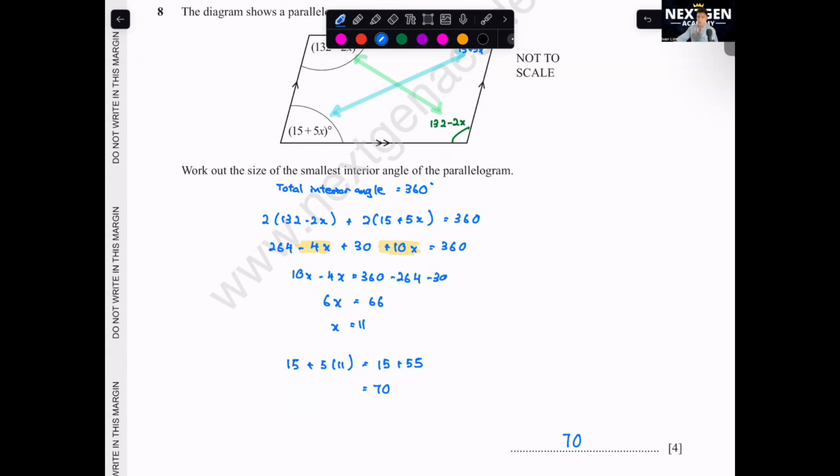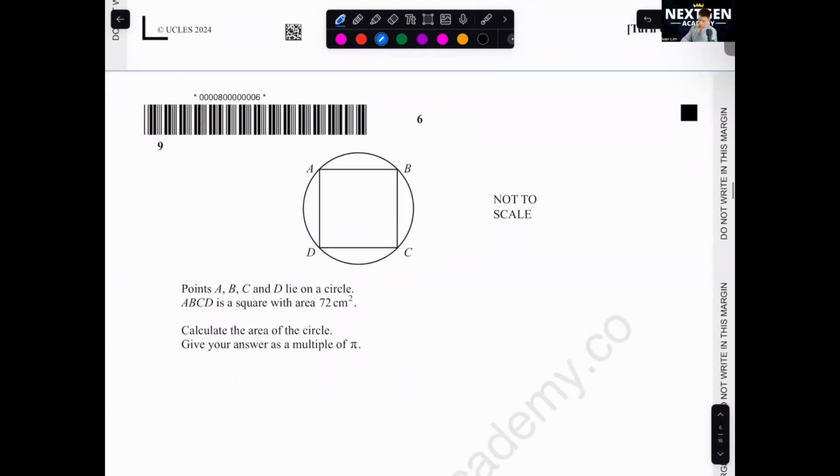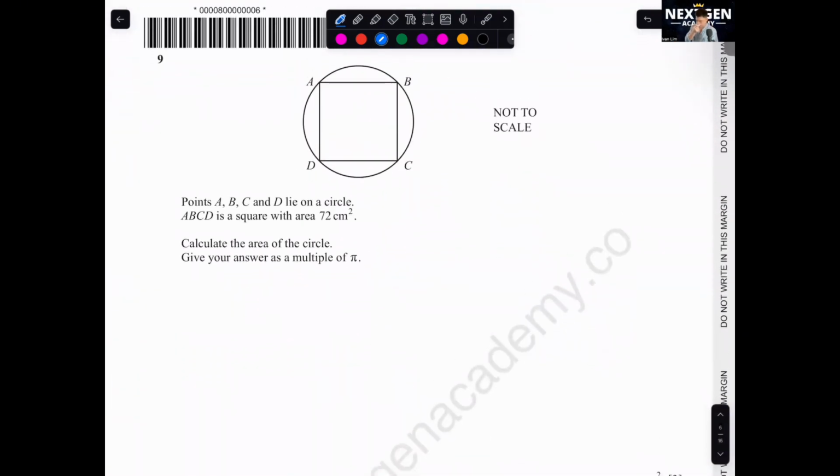Okay, let's move on to question 9. A, B, C, and D lie on the circle. ABCD is a square with area 72 cm squared. Okay, this square here. Calculate the area of the circle. Give your answer as a multiple of pi. That means put it in terms of pi.